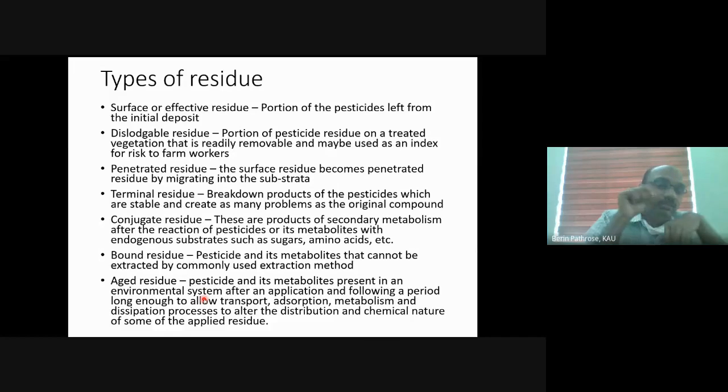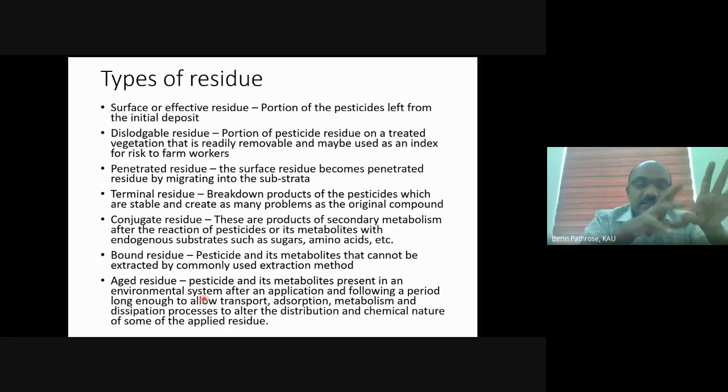If you enter the field immediately after the spray of a particular pesticide, you are at greater risk, because once you enter the field immediately after the spray, your body will come into contact with the sprayed surface, and you will be removing a part of the pesticide residue, and that portion of the pesticide residue which is easily removable from a treated surface is called dislodgeable residue. I will repeat again.